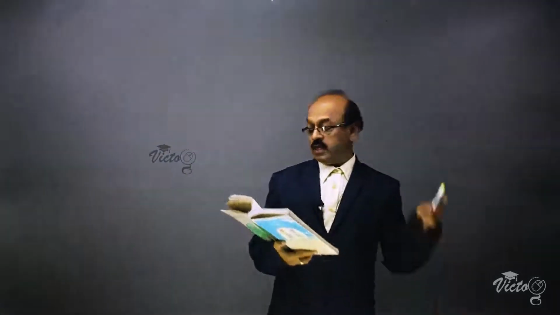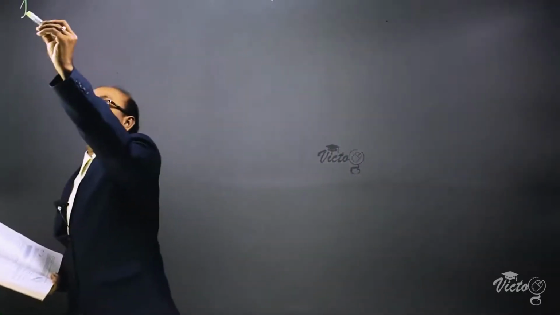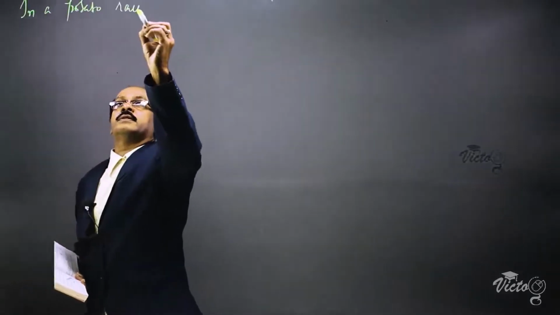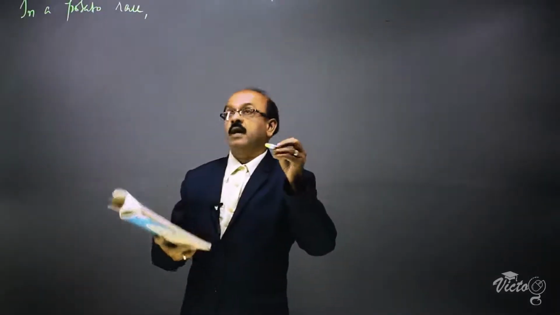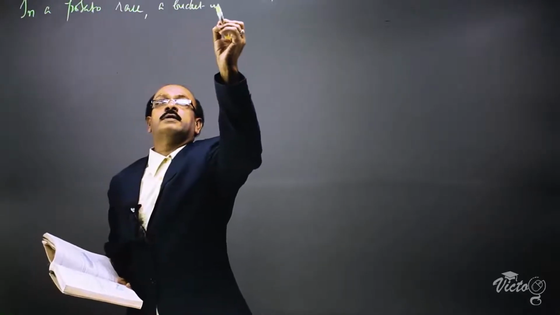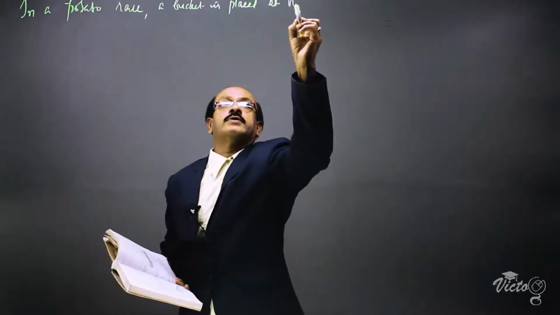Okay, now we are going to do the last sum on this chapter. That is the last question on this exercise. The question here is, in a potato race, a bucket is placed at the starting point.